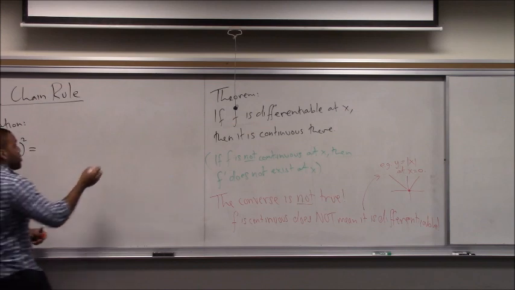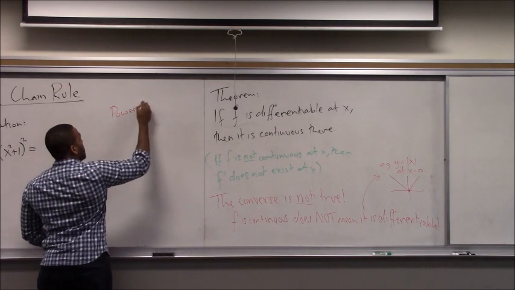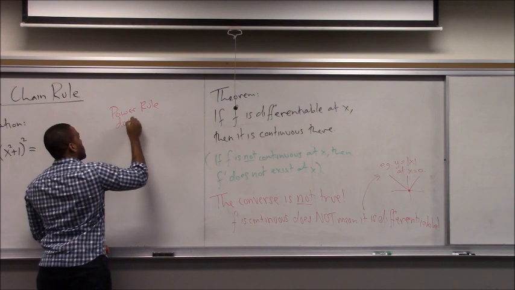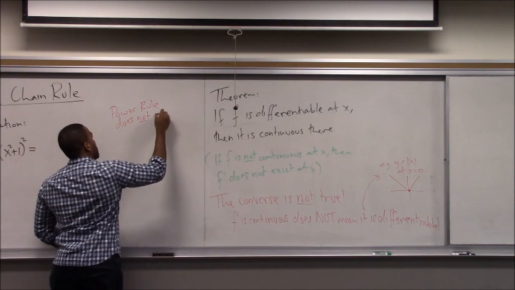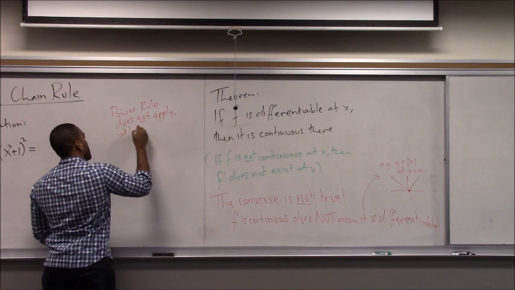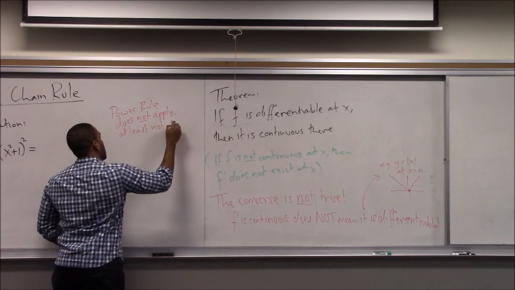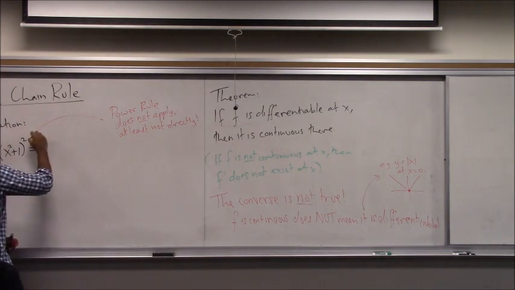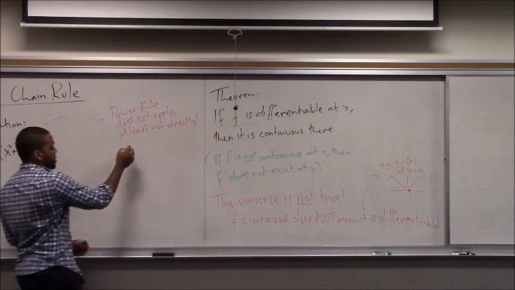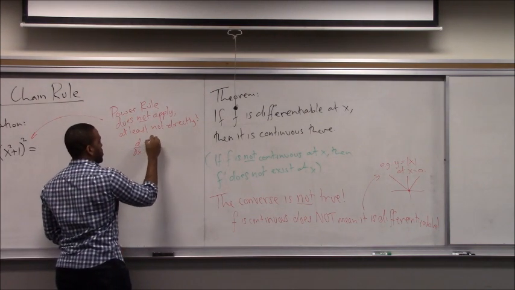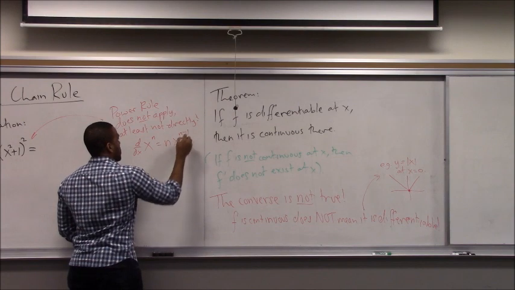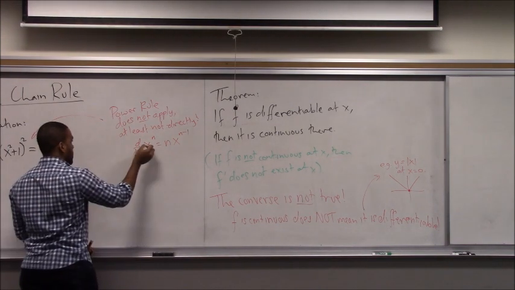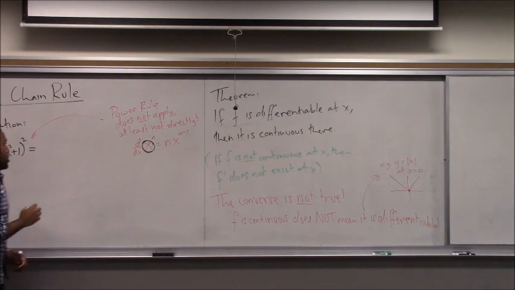Okay, so first it's important to know that the power rule does not directly apply. At least not directly. Right? So if you're looking at that, the power rule doesn't apply, because the power rule says the derivative of x to a power, as in specifically x. Here you don't have x to a power, you have something else to a power. So you can't apply the power rule right away. What would you do?